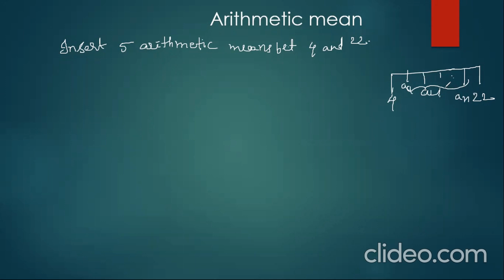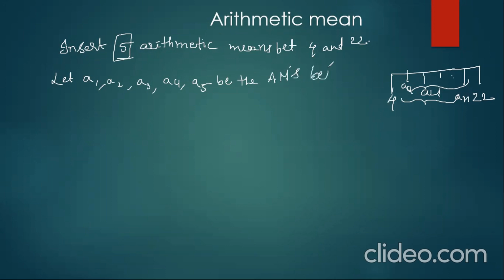Let N arithmetic means be inserted. Here, how many are they asking? Only 5. So we have to insert only 5 arithmetic means. So consider 5: let A1, A2, A3, A4, A5 be the arithmetic means between 4 and 22.